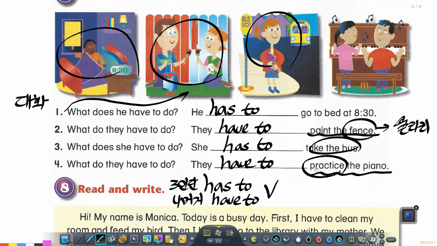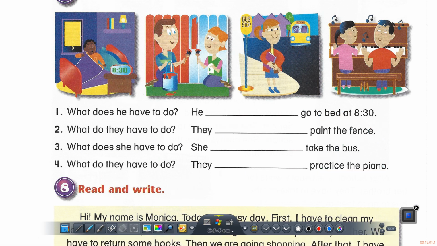자, 읽어볼게요. Practice. Take. Paint. Go. 다 동사죠? 근데 이것이 혼자 쓰이는 게 아니고 여러 가지와 같이 쓰이잖아요. 그래서 자러 가다는 영어로 go to bed, paint the fence, take the bus, practice the piano. 이렇게 하시는 거죠. Okay?